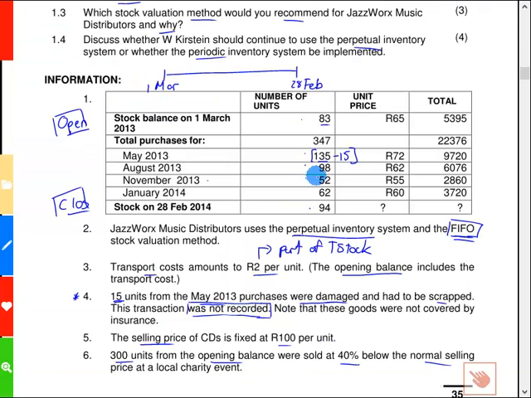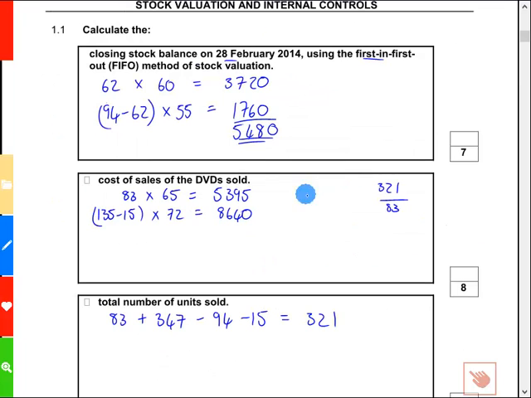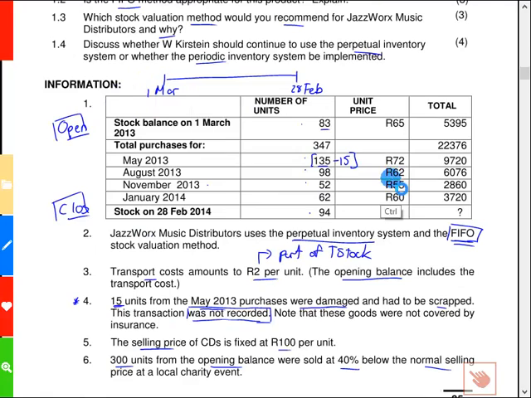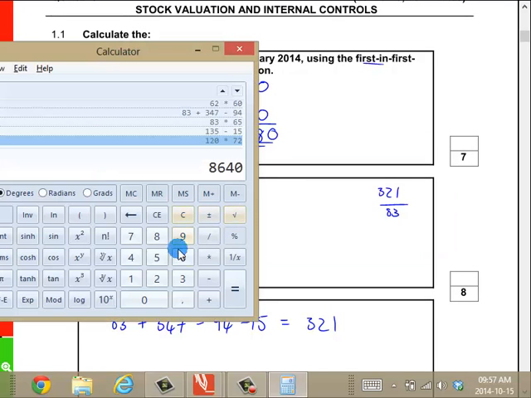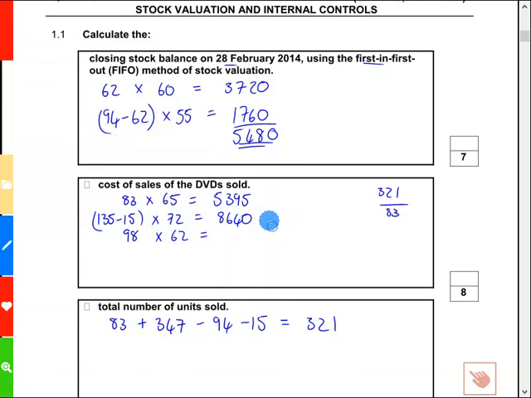Right? Then, what's the next batch of units that's going to be sold? The 98. Right. What was the cost price of the 98 units? It was 62. So if we calculate that, 98 times 62, 6076.